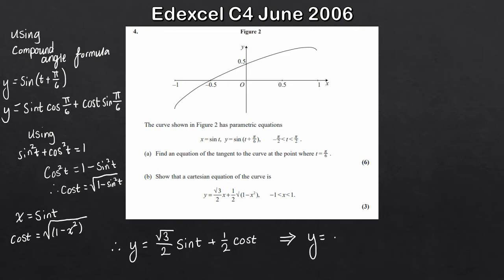That gives us y equals root 3 over 2 times sine t, where sine t is x. And then finally plus a half of cos t, where cos t is the square root of 1 minus x squared here.